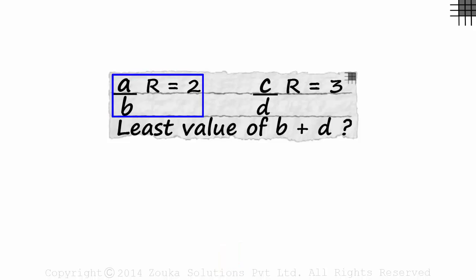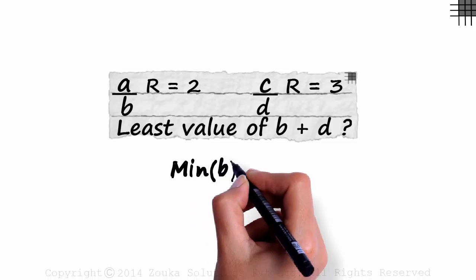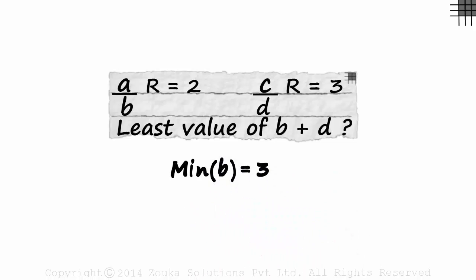Look at the first condition we are given. A divided by B leaves us with a remainder of 2. It means B cannot be less than or equal to 2. It has to be greater than 2. The minimum value of B will be 3. It can be 4, 5, 6 or higher, but the minimum value is 3.